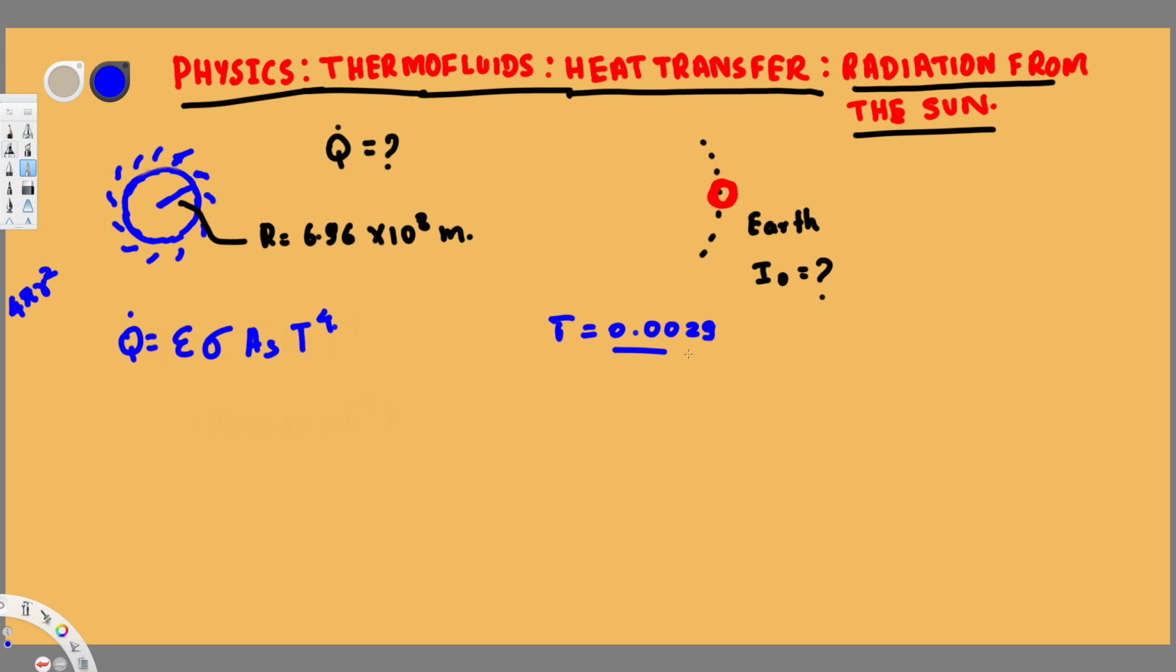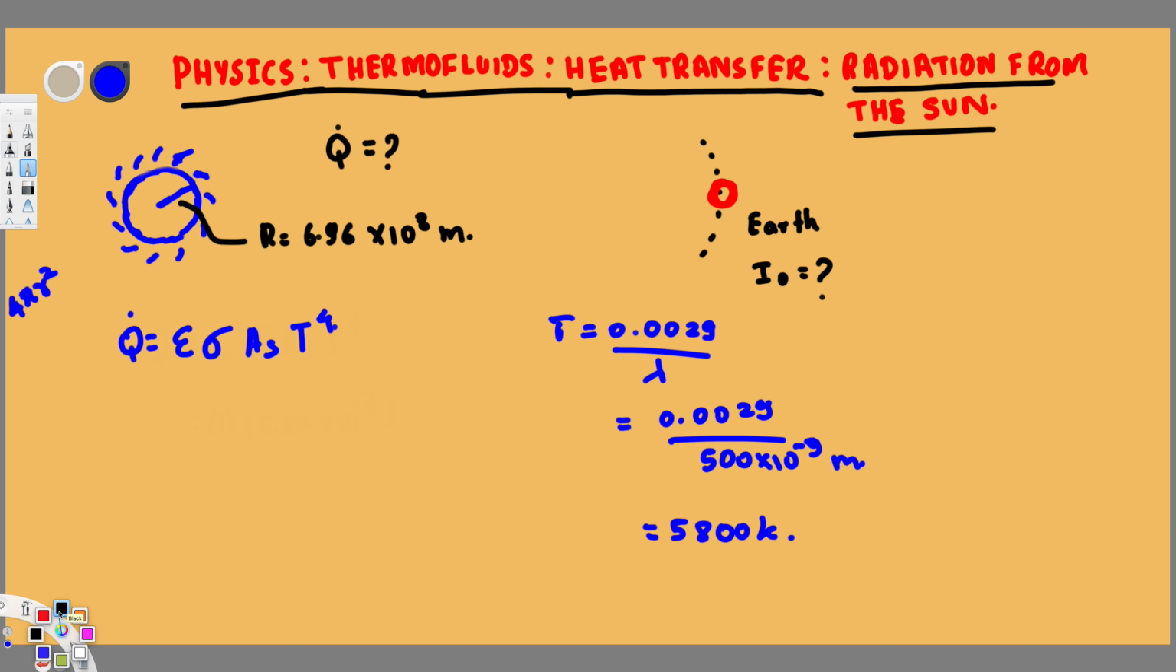0.0029 divided by its wavelength. And the wavelength for sunlight is going to be 500 nanometers, so this is going to be divided by 500 nanometers. 0.0029 over 500 times 10 to the power minus 9, since nano is 10 to the power minus 9 meters, and if you work this out, you will get 5800 Kelvin. So this is the temperature we are going to plug right here.